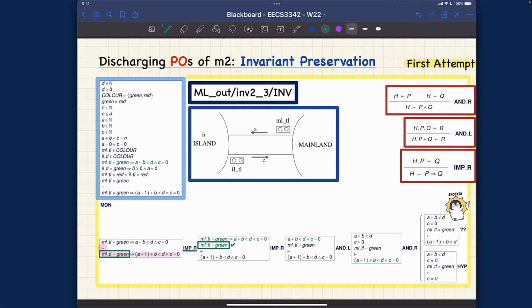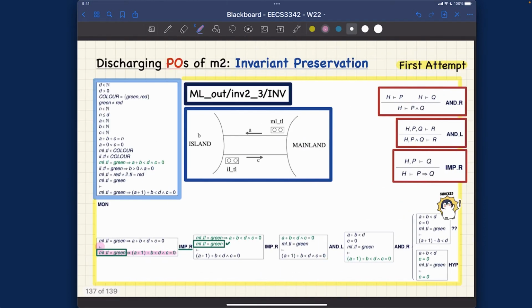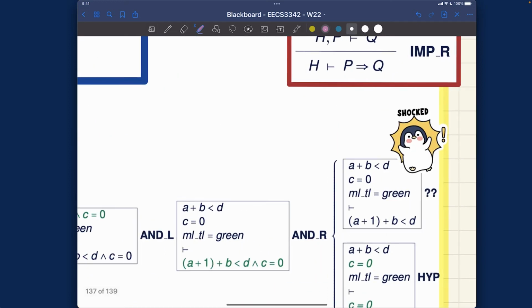standard. And let's take a look at this one over here. This one somehow cannot be discharged. Let me make it a little bit larger. We're going to analyze it together, but this one just cannot be discharged. If you look at that, given a plus b less than d, given c equal to 0, given MLTL equals green, I'll talk about the meaning of that in just a moment on another page. We cannot really prove a plus 1 plus b less than d. So that's really where we got stuck.